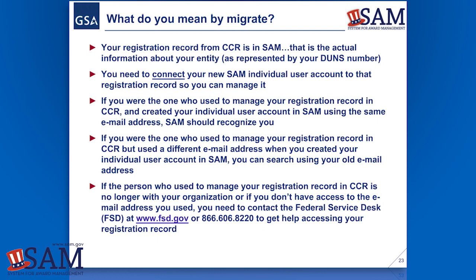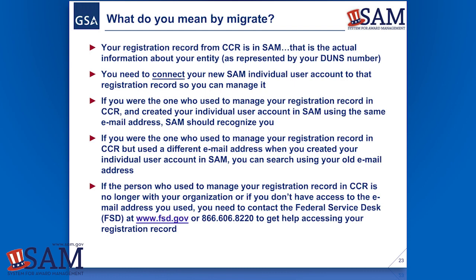So you had a registration record in CCR. That was the actual information that you updated every year about your entity. And in terms of terminology and words that we use, entity means any firm or organization or business or sole proprietor or a grantee or federal agency doing business with another federal agency, any registrant that needs to be in SAM for the purposes of doing business that's represented by a DUNS number, that 9-digit unique DUNS number.